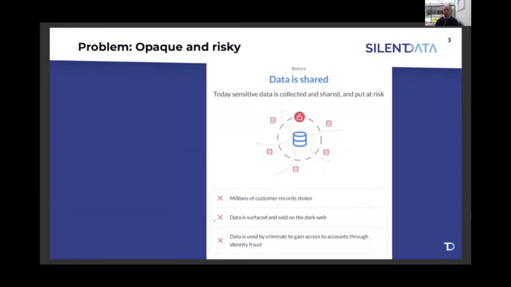So why not share data? Well, those of you who watch the news will be aware that every week there is another breach of one corporate or another. So millions of records are stolen. The data is surfaced on the dark web. It's used by criminals for identity fraud. And there's actually a separate stream of work in this FCA sandbox to look purely at the cyber issues. But we're thinking about this in terms of the vulnerable consumers and how they can be dealt with.